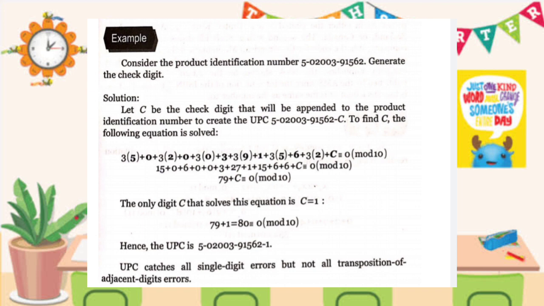So, add all the numbers. It is 79 plus C congruent to 0 modulo 10. The only digit C that solves this equation is C equals 1, which is 79 plus 1 equals 80, which is congruent to 0 modulo 10. Hence, the UPC is 5-02003-91562-1. UPC catches all single-digit errors but not all transpositions of adjacent digits errors.